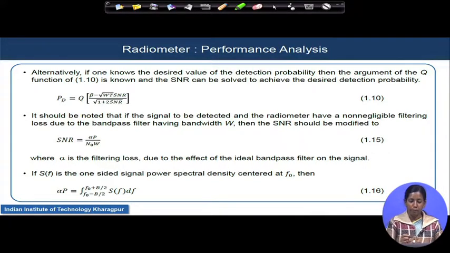It should also be noted that we consider the radiometer to have a negligible filtering loss. So that filter loss is not considered in the signal to noise ratio computation, but if there is a reasonable loss given by alpha, a filtering loss, then the SNR should be modified by alpha into P by N0 W. And if I consider that this SF is a one sided signal power spectral density centered at the transmission frequency F0, then this alpha P, the signal power, can be obtained by this integration over the bandwidth of capital B.